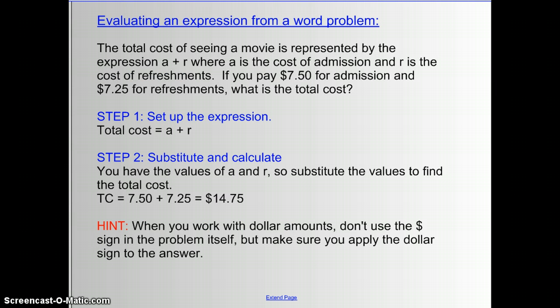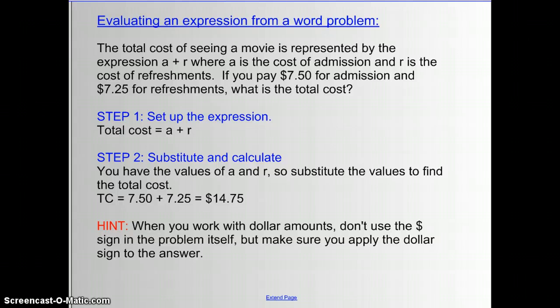You also have to evaluate expressions from a word problem. So we're going to read some information, and then we're going to set up expressions, and then we're going to substitute values. So let's take a look at this word problem. It says the total cost of seeing a movie is represented by the expression A plus R, where A is the cost of admission and R is the cost of refreshments. If you pay $7.50 for admission and $7.25 for refreshments, what is the total cost?